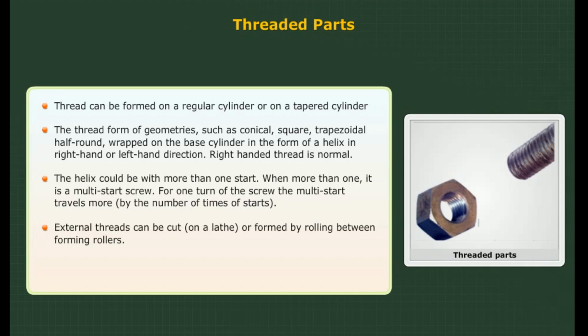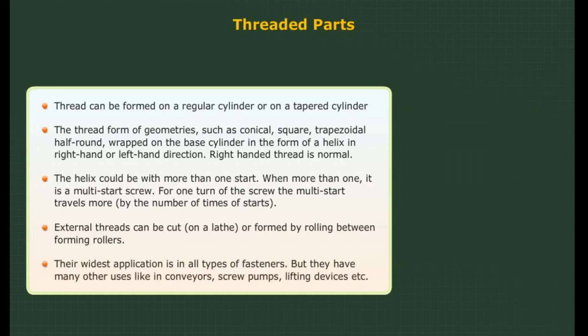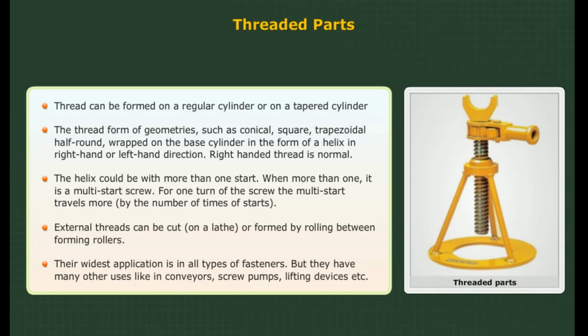External threads can be cut on a lathe or formed by rolling between forming rollers. Their widest application is in all types of fasteners, but they have many other uses like in conveyors, screw pumps, lifting devices, etc.